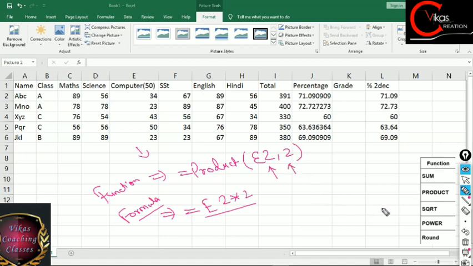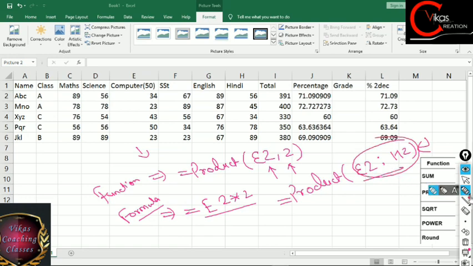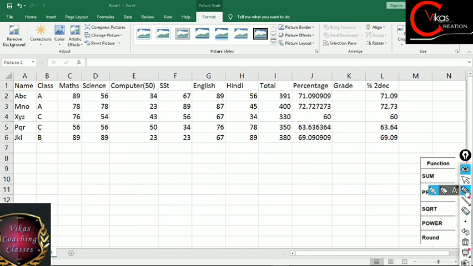Fine. Like similarly, if in case we have to multiply the values of 2 or more rows or columns, then we have to write equals to product, then the initial cell range. Let's suppose our initial cell range is E2 colon, let's suppose our final cell range is H2, and then we have to press the enter key. So it will multiply all the values from cell E2 till H2. So now let me show you this practically.